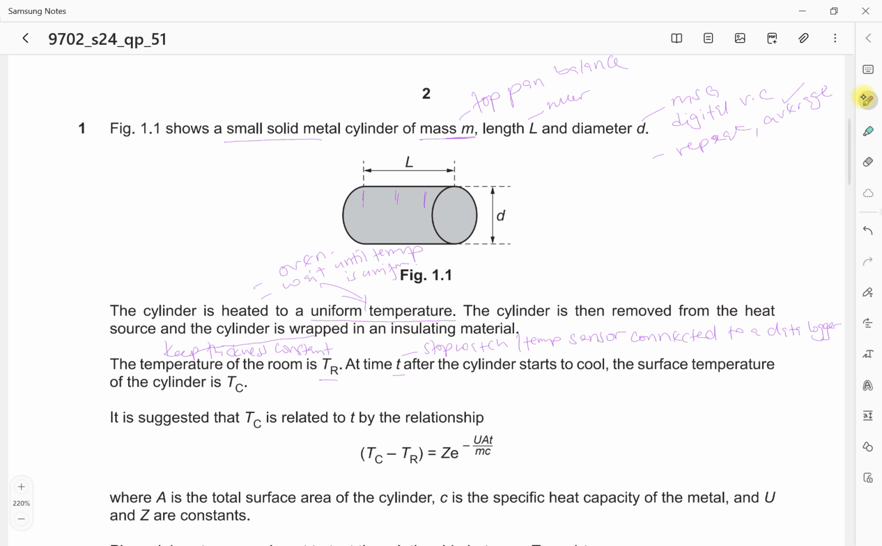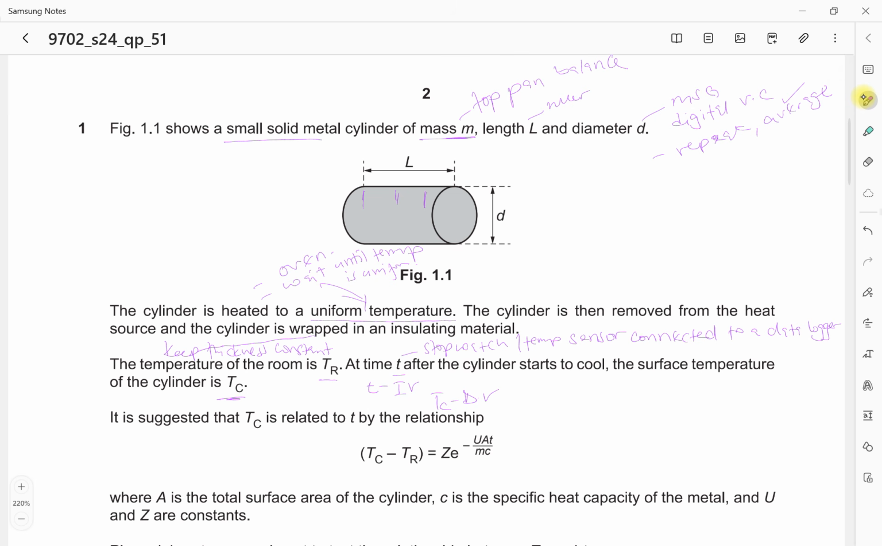The surface temperature of the cylinder is Tc. Remember, at time t after the cylinder starts to cool, the surface temperature of the cylinder is Tc. It implies that t is what is going to be changed by the experimenter, and when the experimenter changes the value of t, you will record the value of Tc. That means t is the independent variable and Tc is the dependent variable. If I identify the independent and dependent variable, then I have another mark.